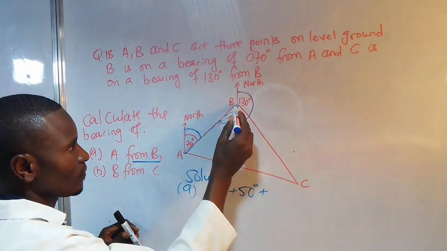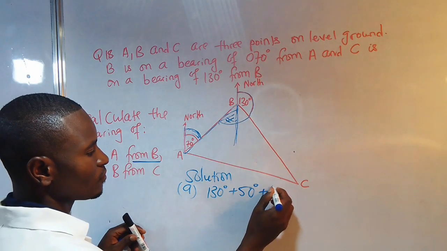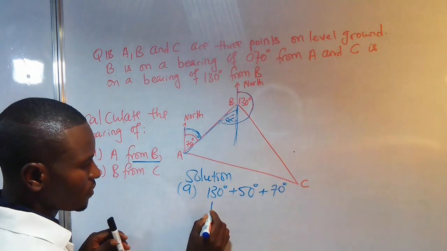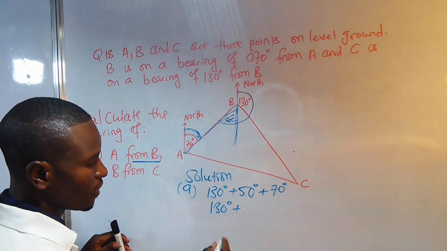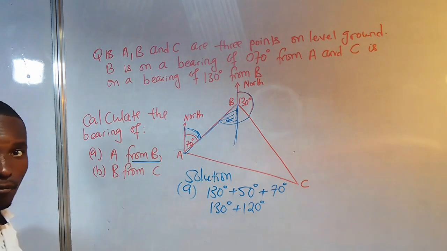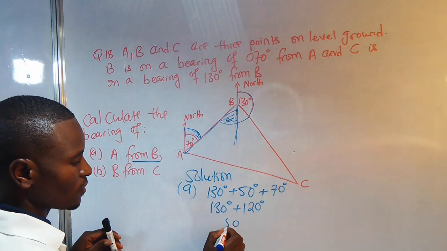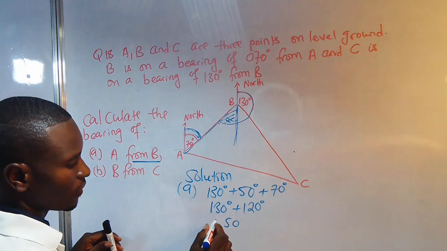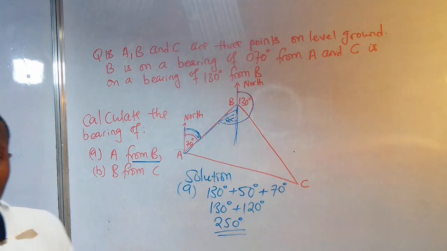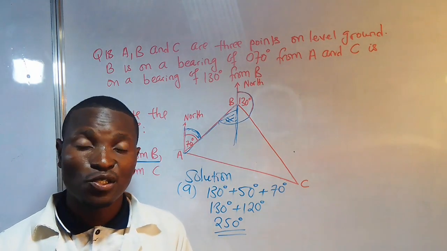So this angle is this. So it's going to be 130 degrees plus 50 plus this, which is 120. That gives 0, 5, and 2. So now this is the bearing from B all the way to the point A. As simple as that.